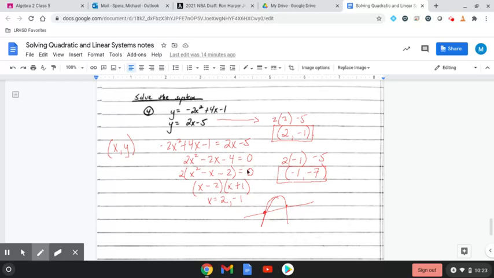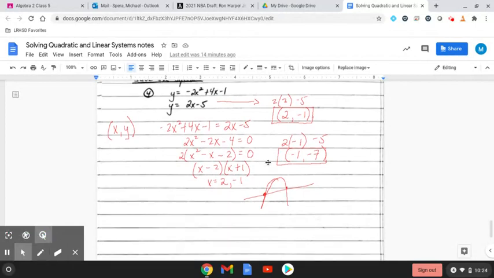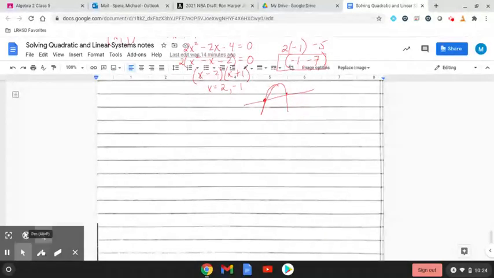All right, let's go over something else that I touched on yesterday. Let's say we did everything, we set the equations equal to one another, and we got something like this.